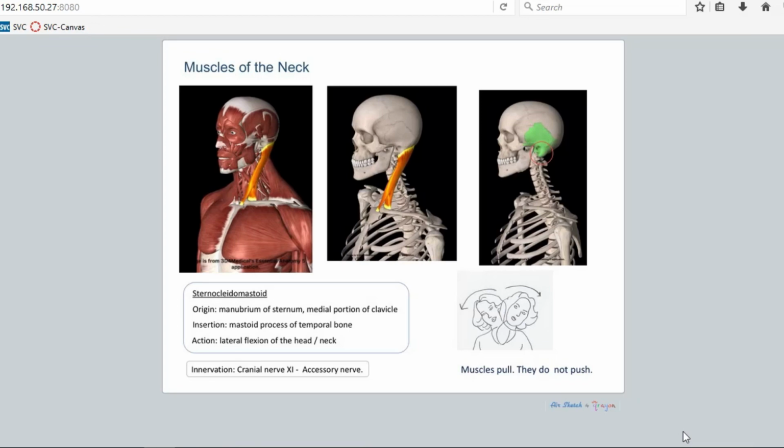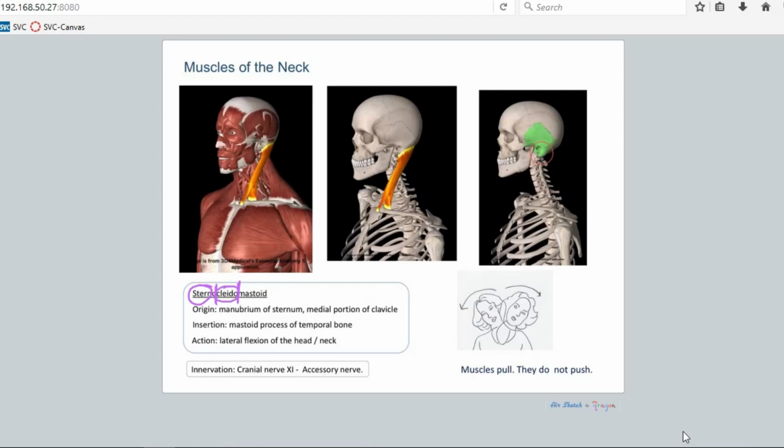Moving on down to the muscles of the neck, we have the sternocleidomastoid. The reason it's named like that is because of its origins and insertions. So we'll break it down: sterno, cleido, and mastoid. What's sterno going to refer to? That's going to be the sternum. What about the cleido? That's the clavicle. So we look down here.